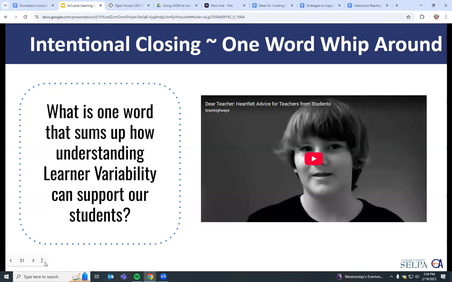I love that video so much. Such a good one. So important. Love that. Ooh, connection. I love that one. That's a great word too. Thank you so much. Feel free, anybody else, to add any more words that sum up how understanding learner variability can support our students.